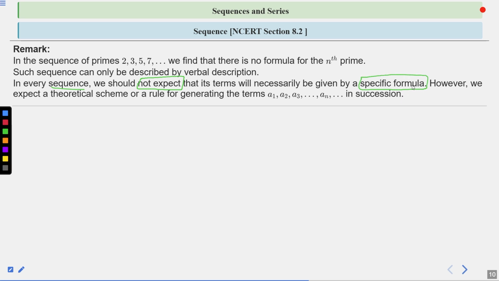Okay? However, we expect a theoretical scheme or a rule for generating the terms A1, A2, A3, An till infinity in succession. So, a very, very important remark: we are not going to expect that we always end up with some nth formula. Clear? Moving to next.